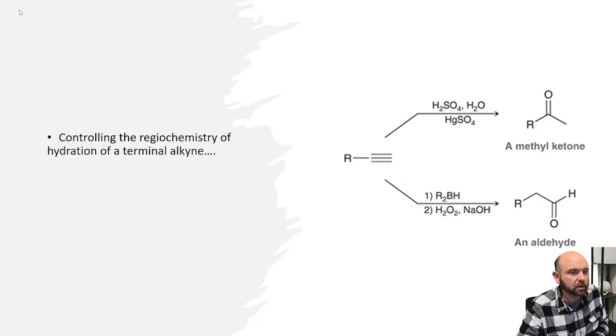So just a quick look back there, we can control the regiochemistry of hydrating a terminal alkyne. If we want the methyl ketone, we go the sulfuric acid, water, mercury sulfate route. If we want the aldehyde, we go with the substituted boron trihydride route.